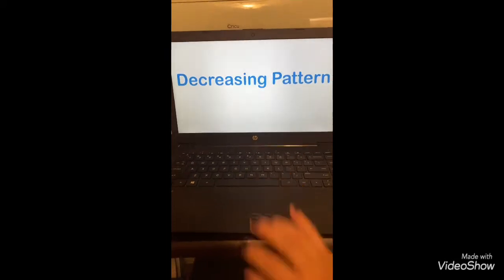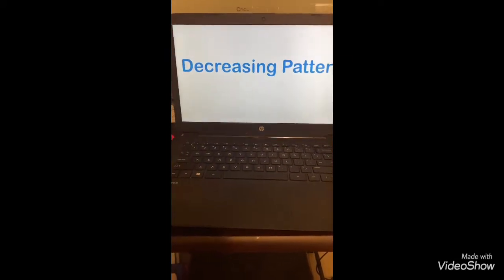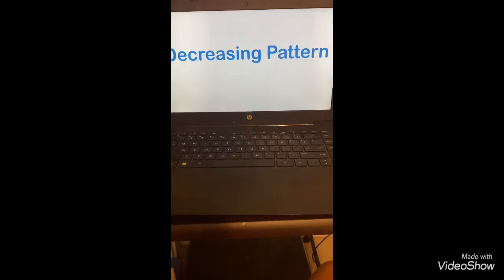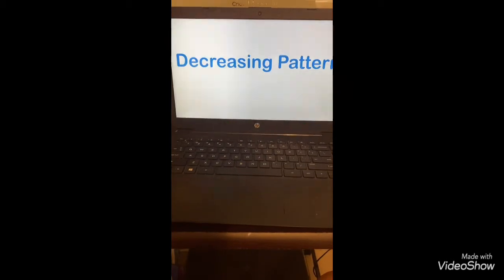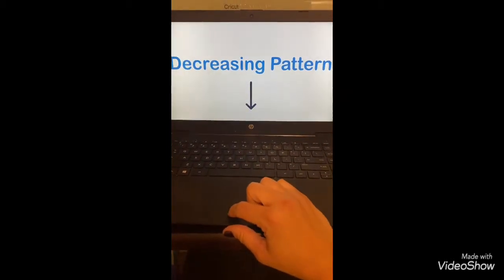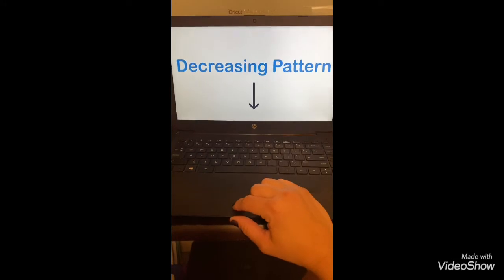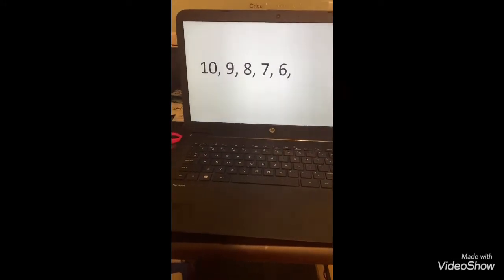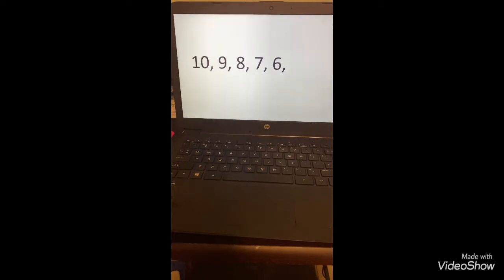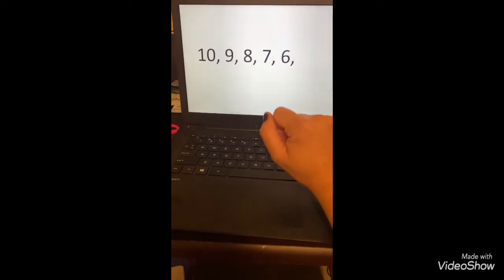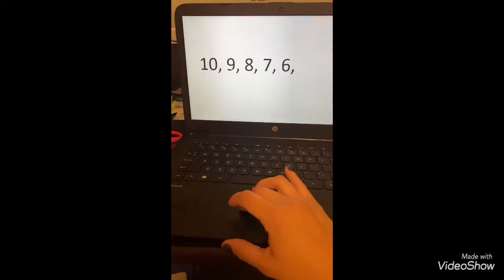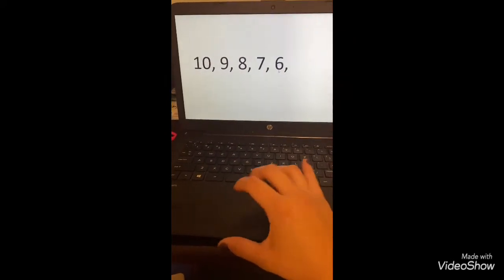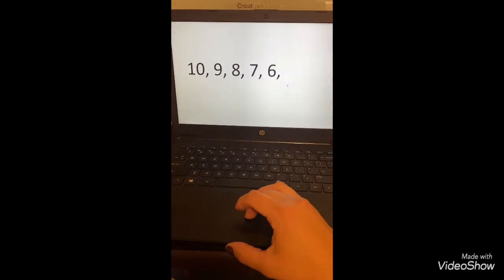All right. Now we're going to look at a decreasing pattern. So if the patterns we did before were increasing, they were going up, what do we think a decreasing pattern would do? Go down, right? Okay, let's take a look. Decreasing. So we have 10, 9, 8, 7, and 6. Okay, so instead of counting up, we're counting down. Okay, it's going down, it's decreasing.